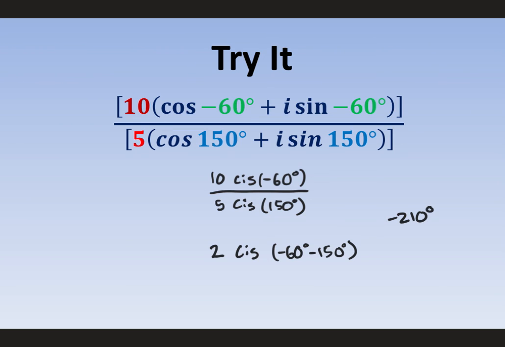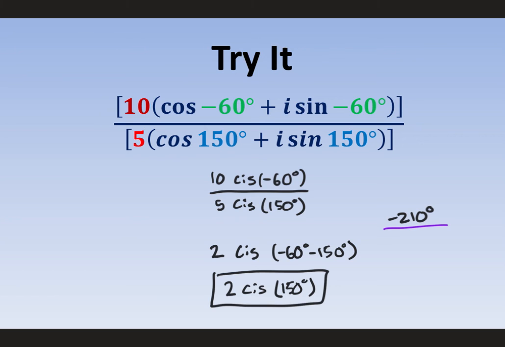Now, I said earlier I don't like negative angles. A lot of times the directions will say no negative angles. So if you do 360 minus 210, you can change this to be 2 CIS positive 150 degrees. I added an extra step in there for us, but that is our final answer, 2 CIS 150. If you put 2 CIS negative 210, it's not necessarily wrong depending on what the directions say, but a lot of times they'll say keep theta between 0 and 360, so make sure you keep an eye out for that.